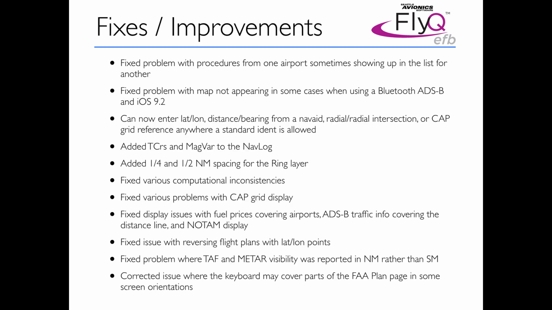Obviously, there are a number of fixes and improvements. I'm not going to go through all of these because if you're interested in the details, you can see them in the pilot's guide, or you can pause the video and read them now. But I'll talk about a couple of them. One of the big ones is we fixed a problem where the procedures from one airport would sometimes show up in the list for another airport. And another one that's probably important is if you had a Bluetooth ADS-B device, there was a change made in iOS 9.2 that presented a problem there, and we corrected that. There are some computational and display problems that we fixed as well. And there are a number of other things, but again, if you're interested in the details, pause the video for a moment.